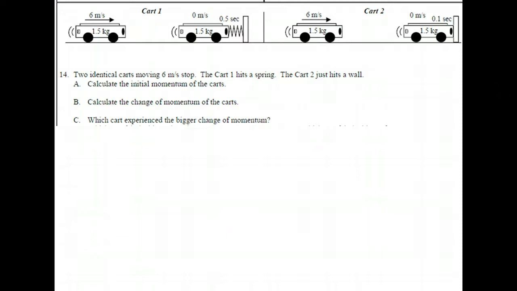Let's take a look at question 14. Calculate the initial momentum of the carts. We have two identical carts moving 6 meters per second and they both stop. So how would we calculate the initial momentum of the carts?